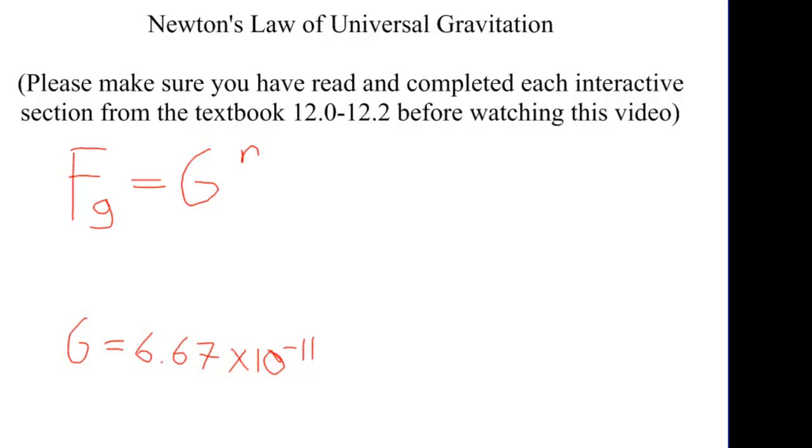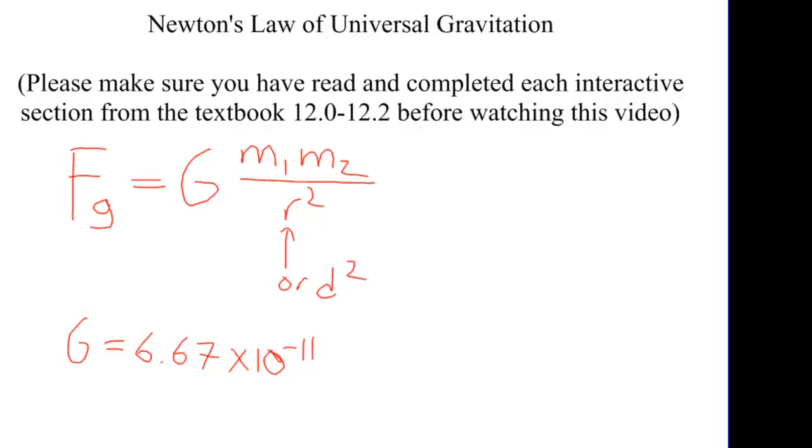The rest of the equation, m1, m2 over r squared. You'll generally see r squared here. You may see it listed as d squared. I think d squared makes a little bit more sense because it is actually the distance between the two objects that we are looking at.